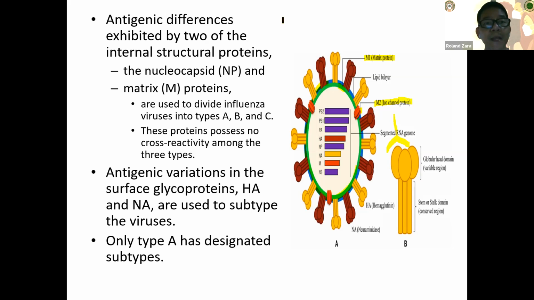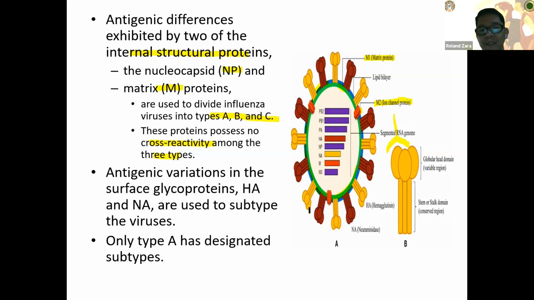Okay, so antigenic difference is exhibited by 2 internal structure proteins: the nucleoprotein and the matrix M protein. They are used to divide influenza viruses into type A, type B, and type C. So these proteins possess no cross-reactivity among the 3 types. Meaning your influenza type A cannot cross-react with your type B, while your type B cannot cross-react with type C, or your A cannot cross-react with C, and vice versa.